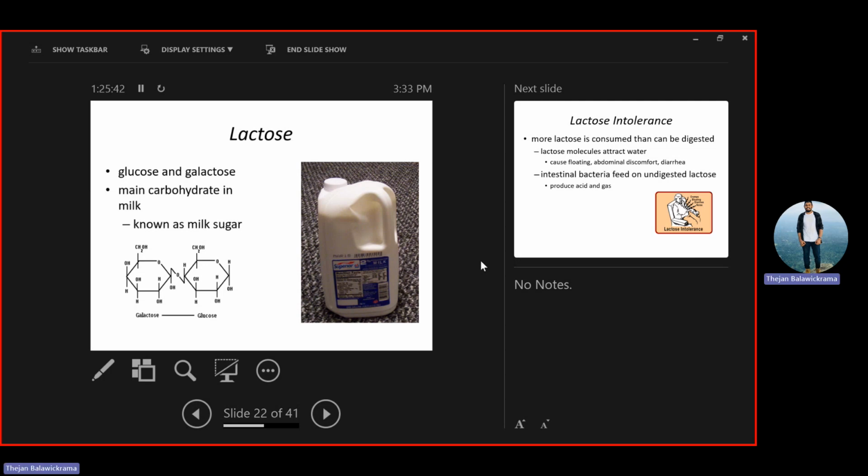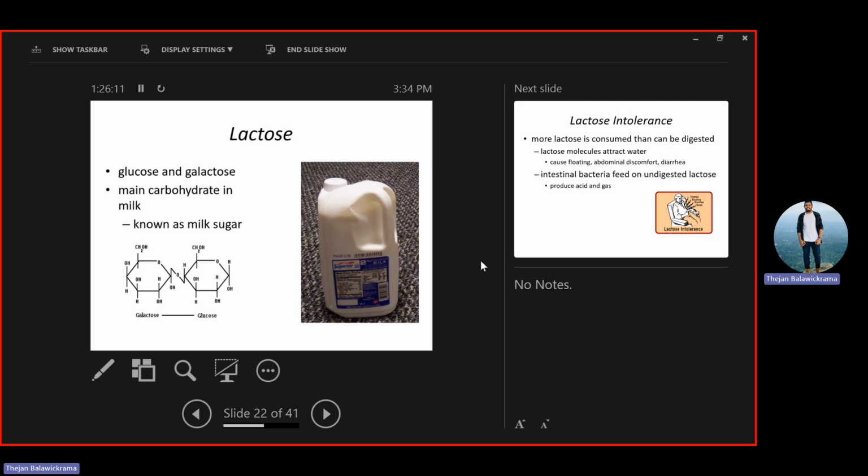Lactose, that's in milk. The reaction between glucose and galactose. Right. So glucose and glucose produces maltose plus water. Right? Glucose plus fructose produces sucrose and water. Glucose plus galactose produces lactose and water.